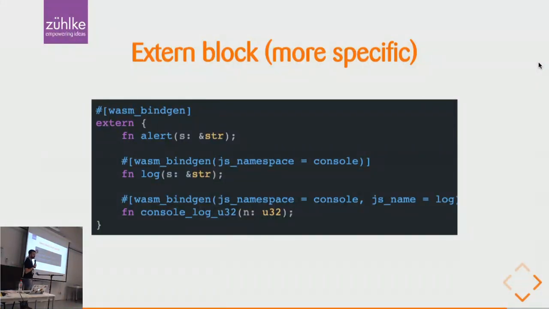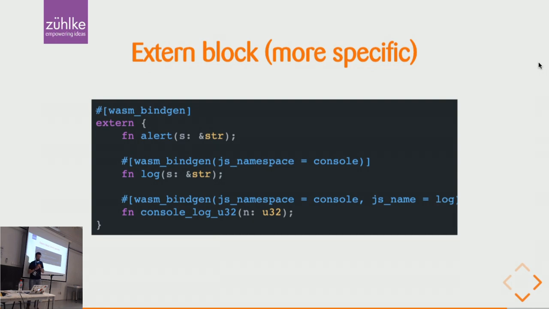If you say nothing, there's no flag, it will search for window.alert. If you say, hey, the JS namespace is console, wasm-bindgen will go for window.console.log. So this is how we would inject console log. And if we want to have it twice, the console log function of JavaScript obviously takes in arbitrary types. Rust doesn't really know that. Rust doesn't know that log statement, pass me an array or an object. So if we want to have a second console log injected with just another typing, you see, here we say unsigned int 32-bit, and here we say string reference.